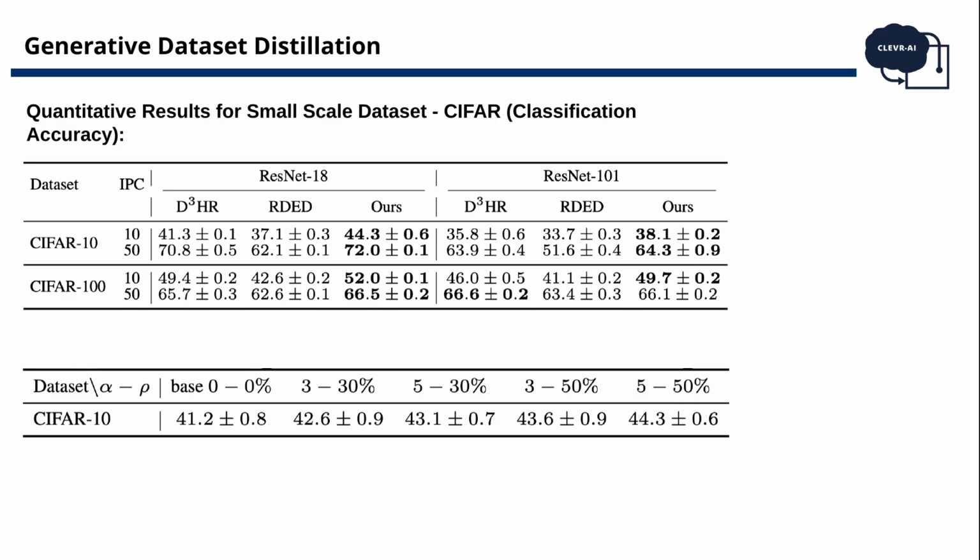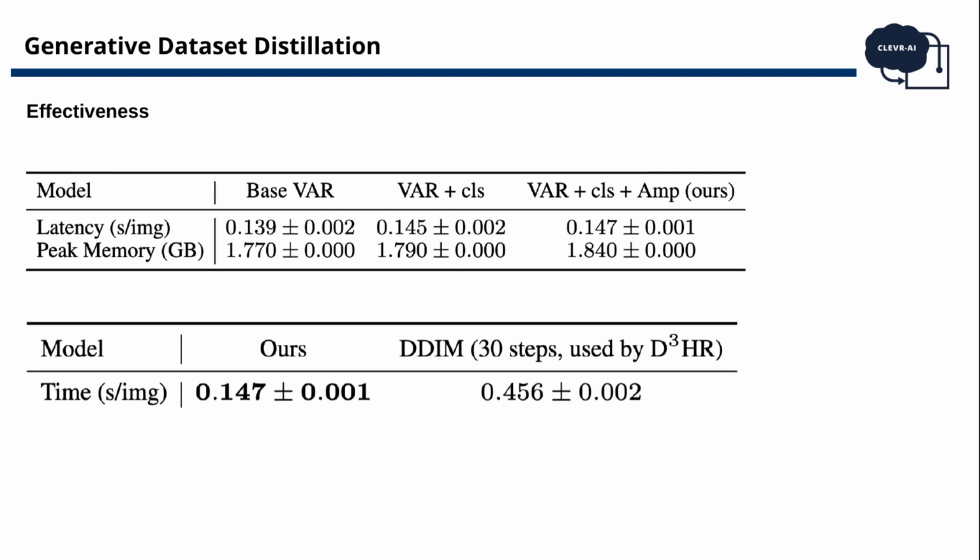HIERAMP delivers competitive or improved classification accuracy on CIFAR-10 and CIFAR-100 across different images-per-class settings and evaluation models. This indicates that the method is not limited to ImageNet-scale data, but can also benefit standard small-scale distillation benchmarks. The effectiveness study highlights the computational overhead.